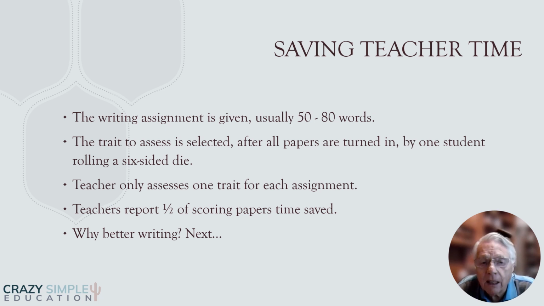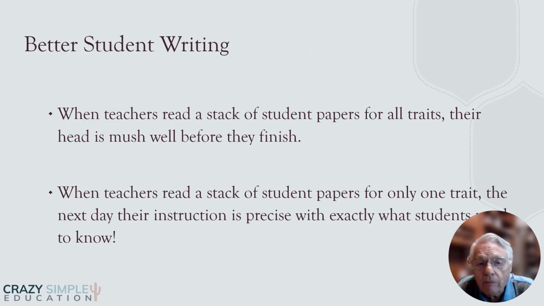It's what we talked about in the beginning. How do we get better writing from our students and save the teacher time? Well, we talked about the first part. Right now, saving teacher time, we're only scoring one trait at a time. So here's why it doesn't work the way we're doing it now. When you read a stack of papers from students and you're looking at all 6 traits at once, by the time you finish, in fact, long before you finish scoring the papers on the weekend, your head is mush.